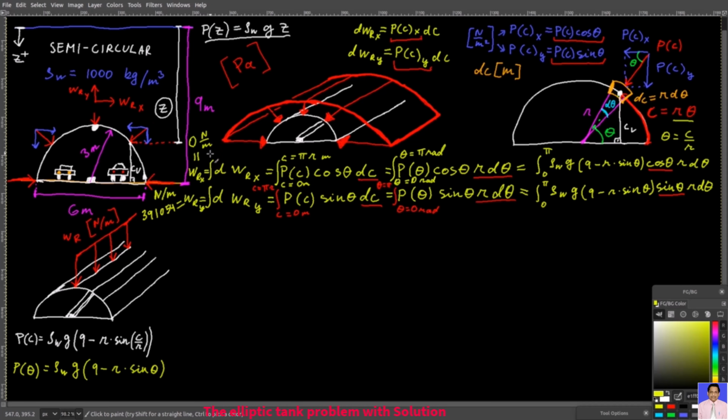0 newtons over meter. As you integrate these equations over the entire semicircle, all the horizontal components get cancelled out, and you're only left with a vertical component, WRy. And due to symmetry, you know that this WRy acts through the center of pressure per unit length on top of the tunnel along the tunnel length. So this WRy here, it's this one.